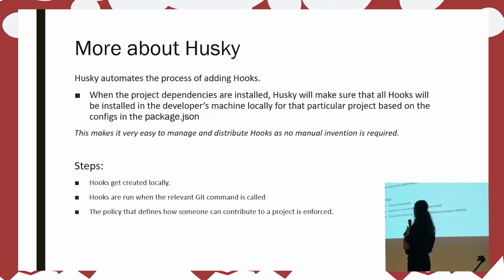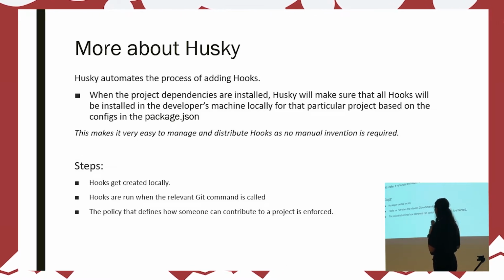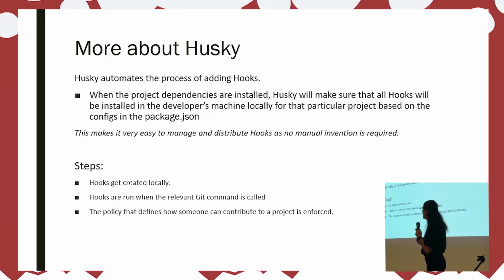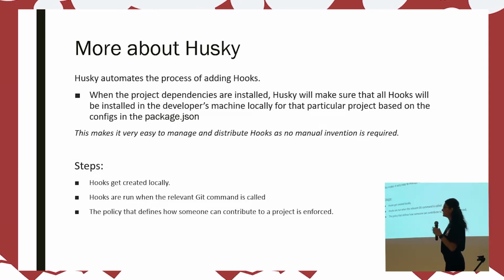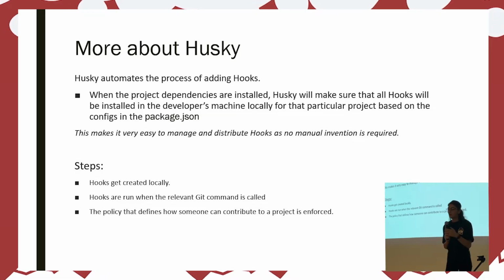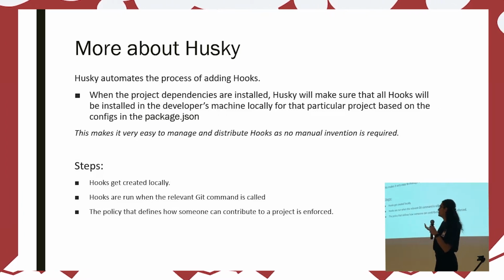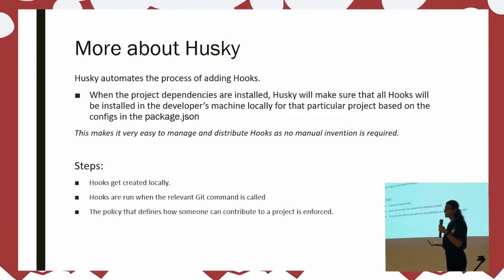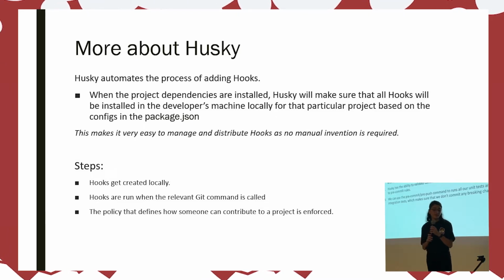Now talking about steps: hooks get created locally, hooks are run when the relevant Git command is called, and the policy that defines how someone can contribute to a project is enforced. What I mean by the last one is that maybe on every commit you need the commit message to include the ticket number, or maybe your project requires adding the date whenever you commit your changes. Everything can be defined with the help of hooks. One of them is prepare-commit-msg. We can go to the next slide.